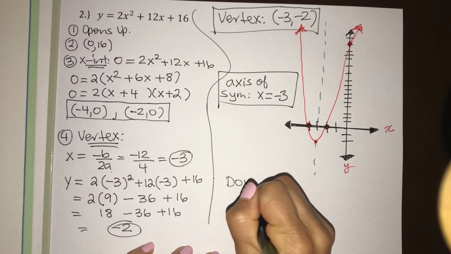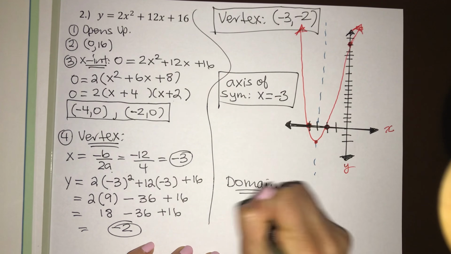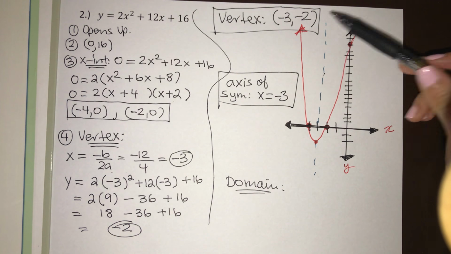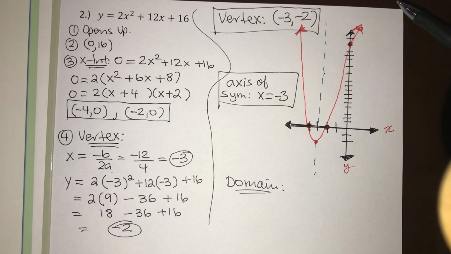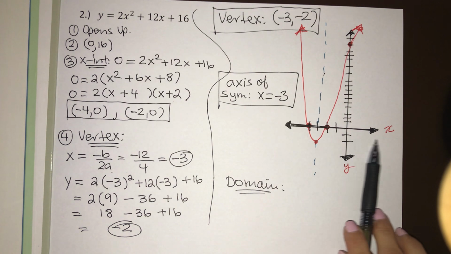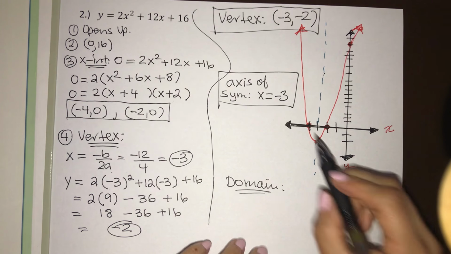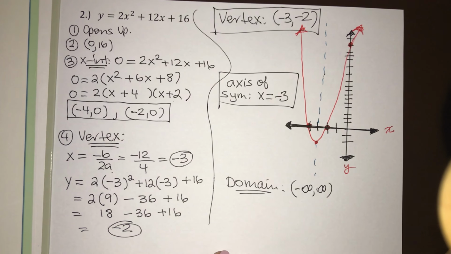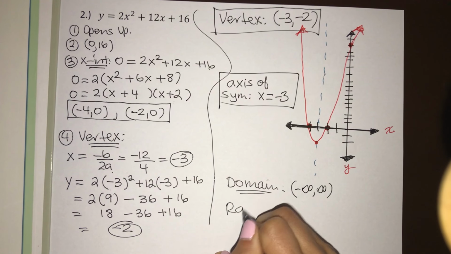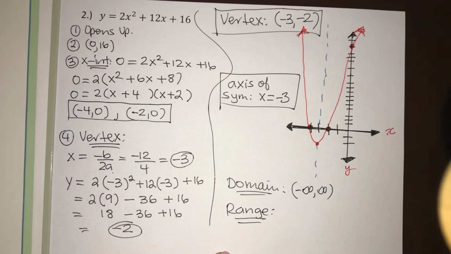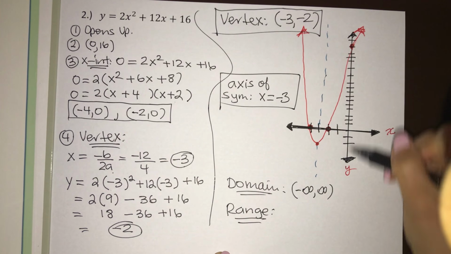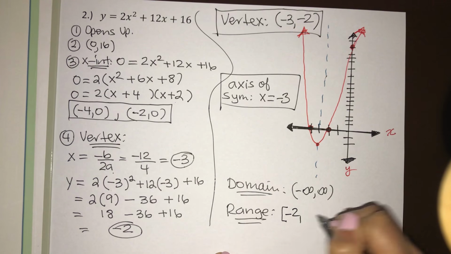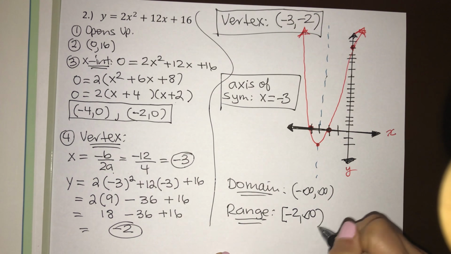Our domain. Again, this graph continues to the right and to the left infinitely, so it keeps going forever. It's going to cover all the values on the x-axis, which means it's all reals. And the range, we look at the y-axis, starts at -2 and goes on to infinity.